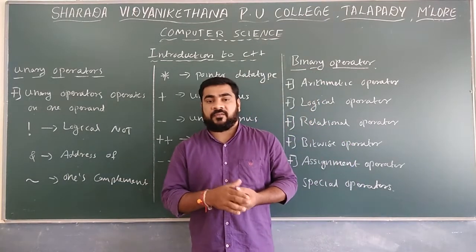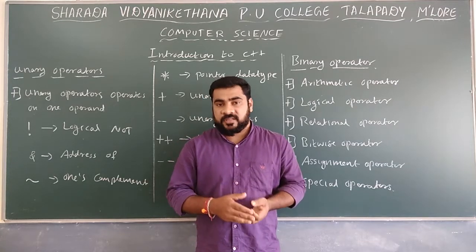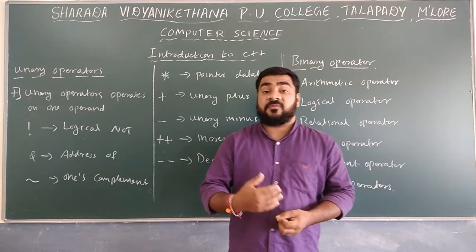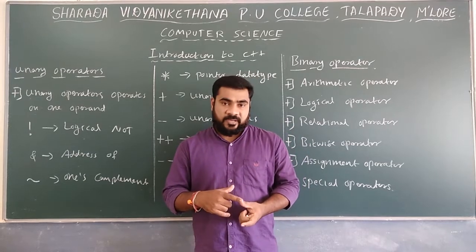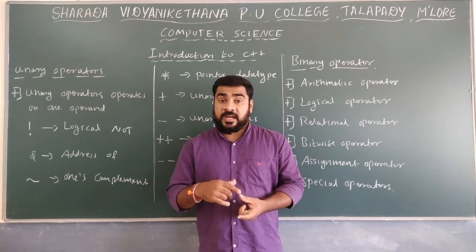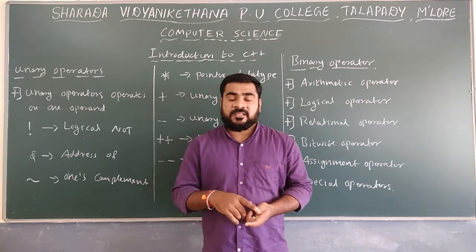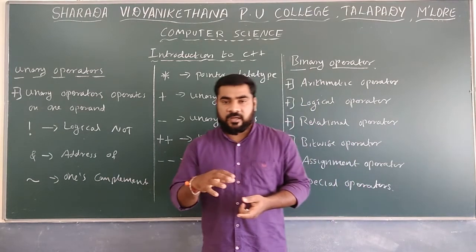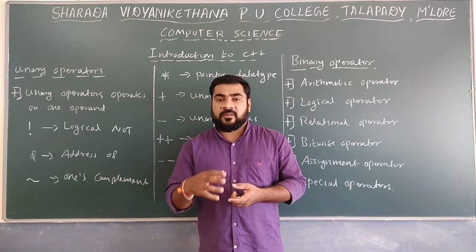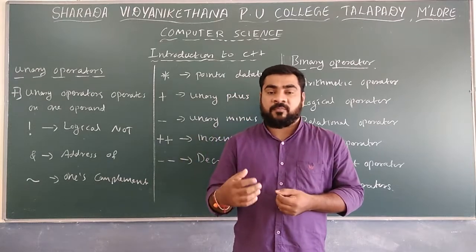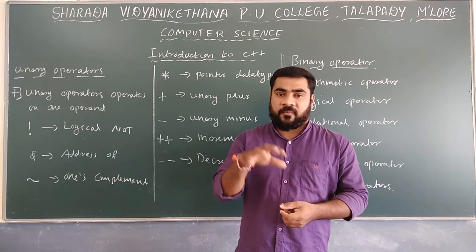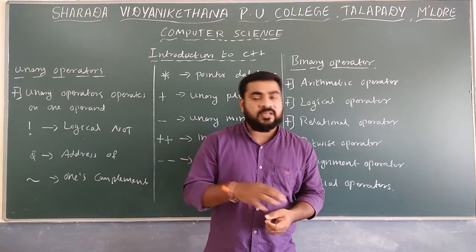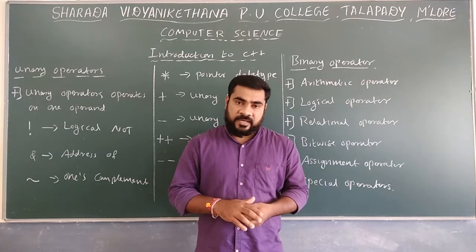We already discussed some sessions based on this chapter. We started with the C++ tokens, and there are different types of tokens available. One is identifiers. We discussed what an identifier is: a name for the smallest element in a program. When we provide a name for a particular programming element, that is known as an identifier.